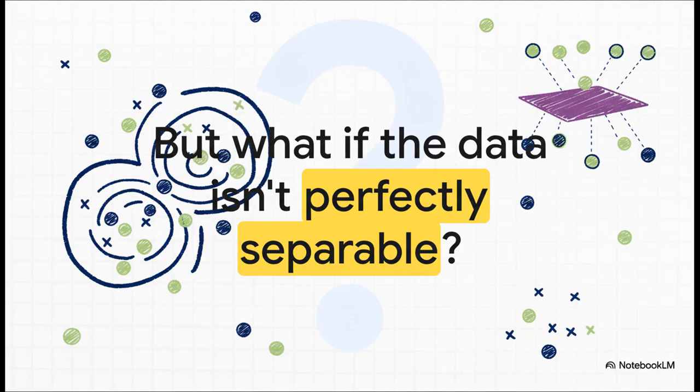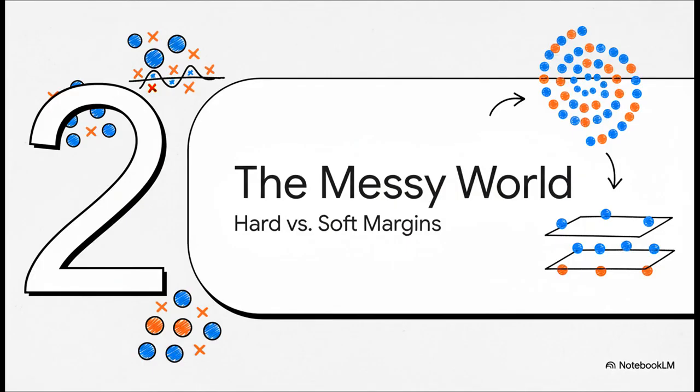This whole idea of a perfect, wide margin, it's really elegant. It's called a maximal margin classifier. And when your data's perfectly clean, it's awesome. But let's be real, when is data ever perfectly clean? The real world is messy. You've got outliers, you've got points that kind of stray into the wrong territory. So what do you do when a perfect, straight line just isn't possible? What happens when you can't separate everything without making at least one mistake? And that question leads us right into our next section, dealing with the messy world.